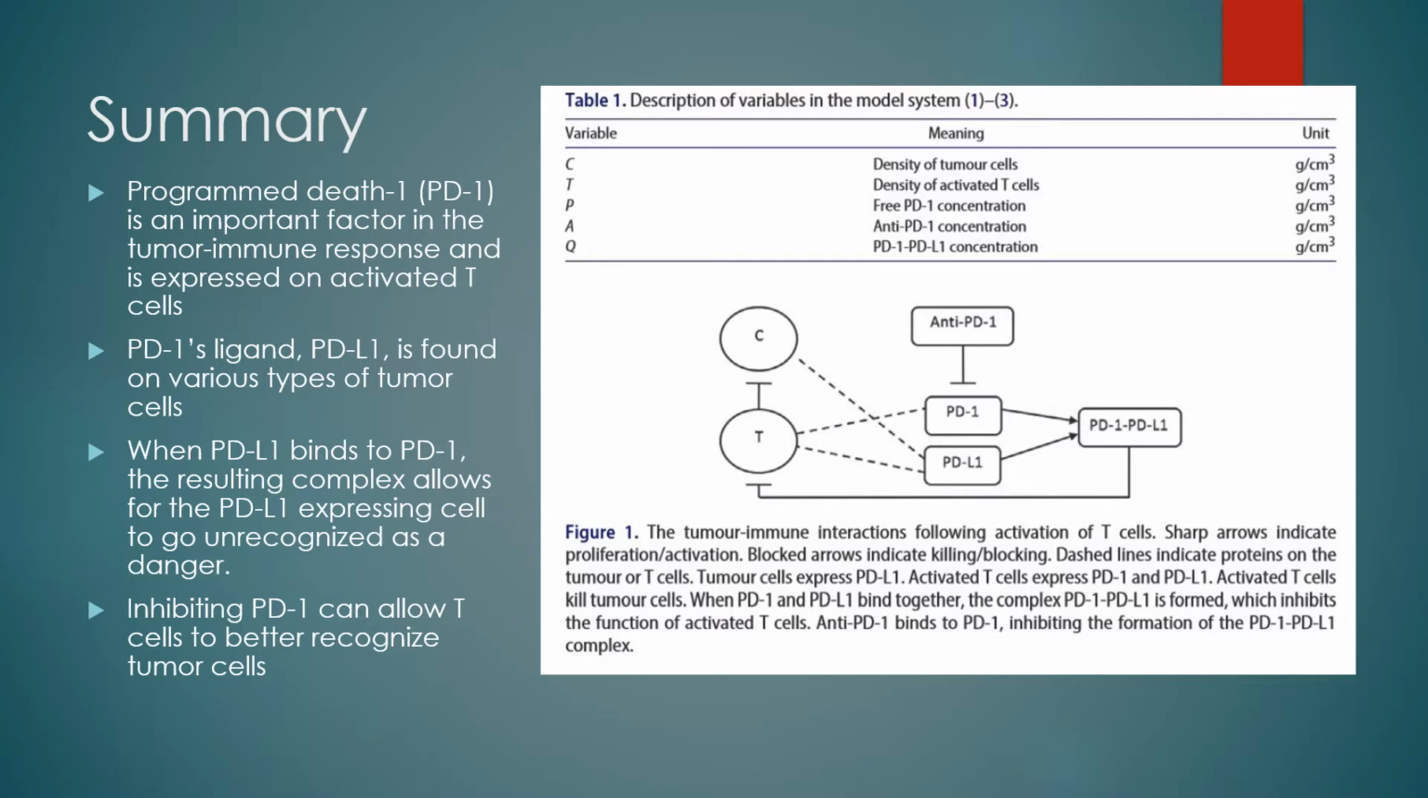PD1, programmed death 1, which is expressed on activated T cells, and they're focusing on its interaction with its ligand PDL1, which is expressed on various types of tumor cells. When PDL1 binds to PD1, this allows the cell that was expressing PDL1 to go unnoticed as a threat by the T cells. So this is used by tumor cells to avoid being attacked in the immune response.